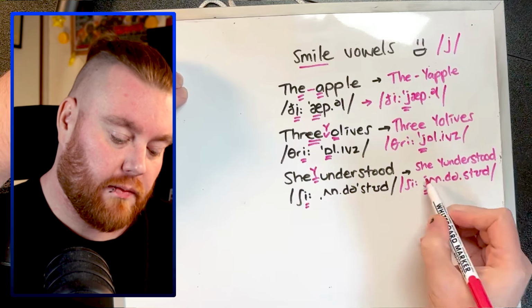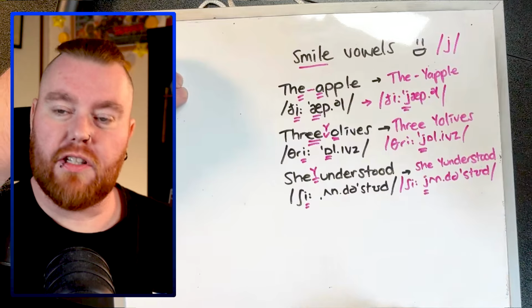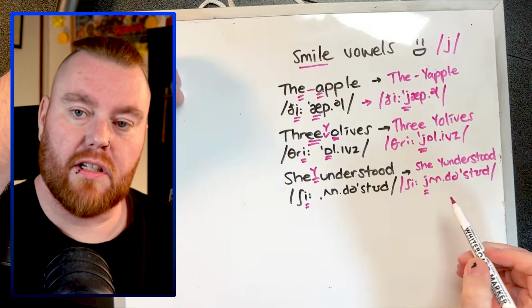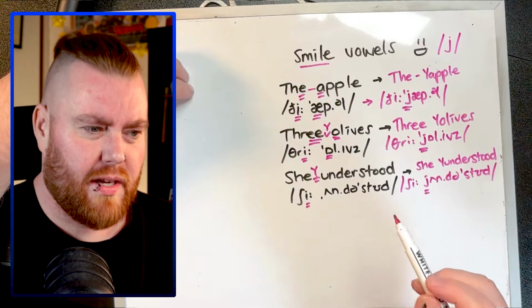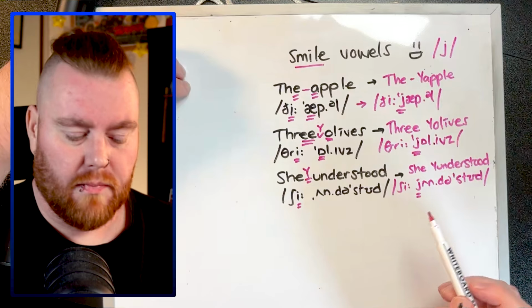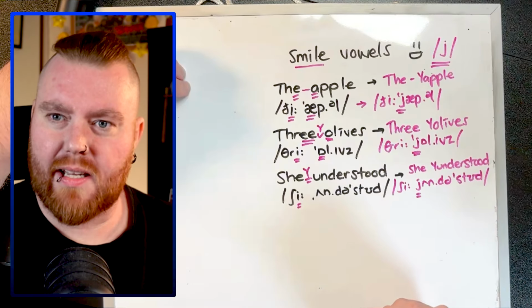And we've got this. Yeah, she understood. She understood. Okay. So this is smile vowels, where we're adding this y. Now let's look at the next ending sound.